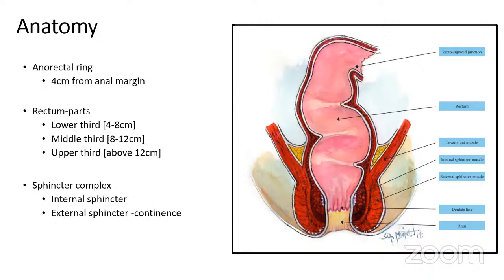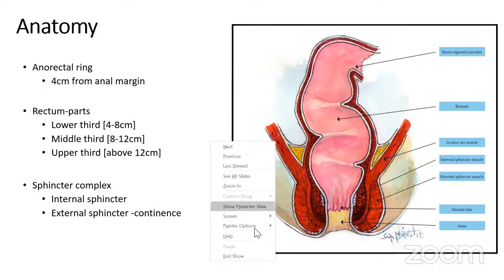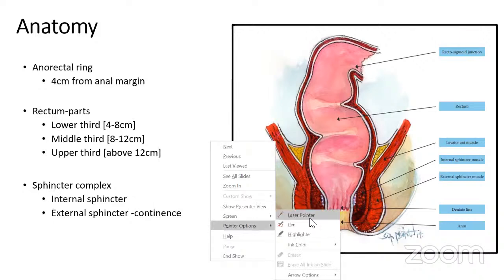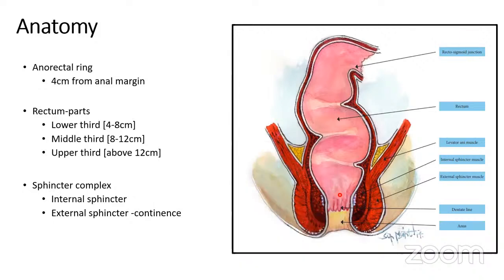The rectum starts from the anorectal ring, which is situated approximately 4 centimeter from the anal verge. It is divided into 3 parts: upper, mid, and lower. The lower rectum is approximately 4 to 8 centimeter from the anal verge, the mid third is around 8 to 12 centimeter, and the upper third rectum is approximately 12 to 15 centimeter from the anal verge.